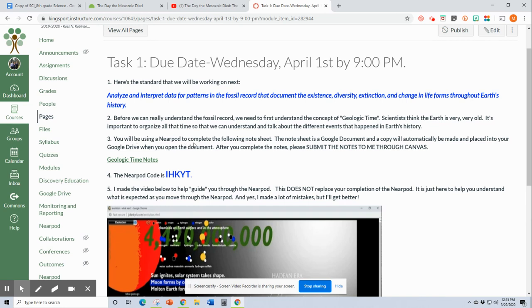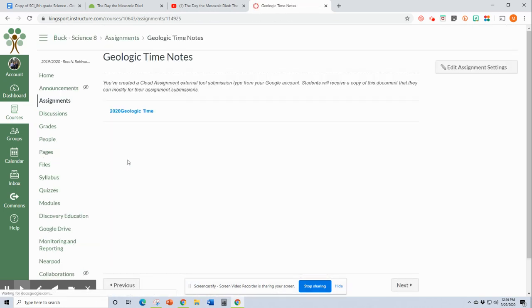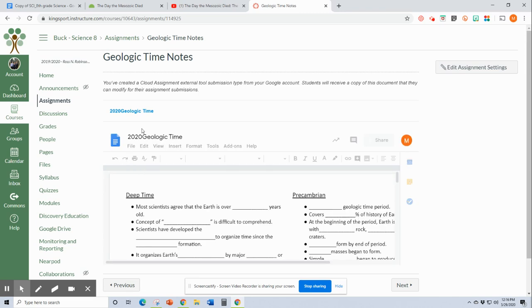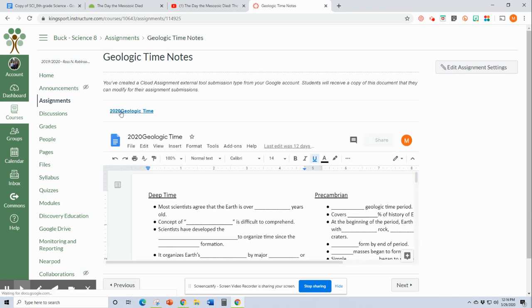We're going to be using a Nearpod to complete the following note sheet. The note sheet is a Google document, and a copy will automatically be made and placed into your Google Drive when you open the document. After you complete the notes, please submit them to me through Canvas. Here's the link, so I'm going to open that up. Mine will look a little different, but you will know it's made a copy when you see a little blue link right there. That blue link is saying, I made a copy for you and put it in your Google Drive. You can click right there and it will open up.